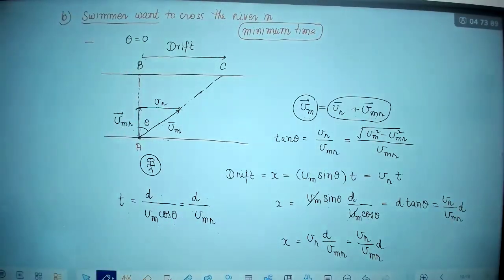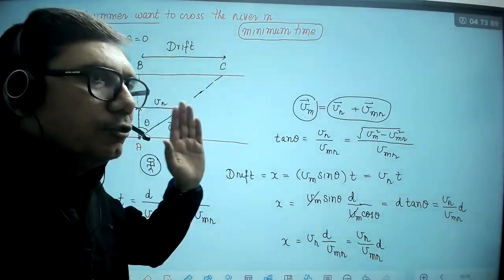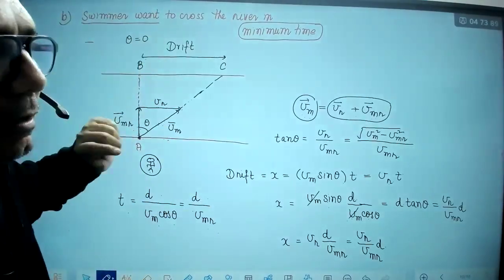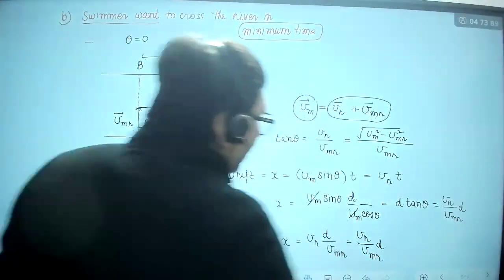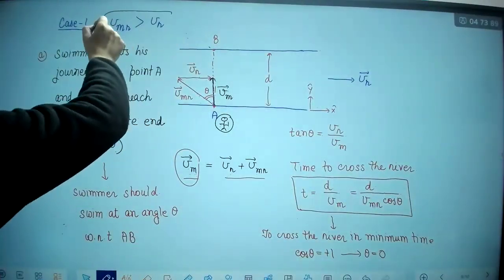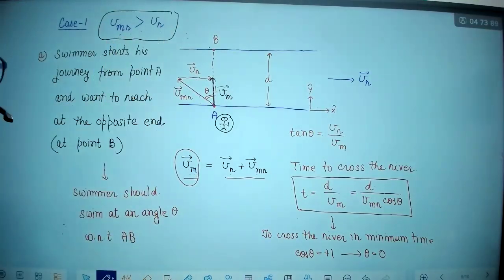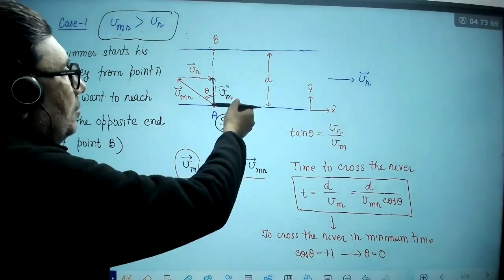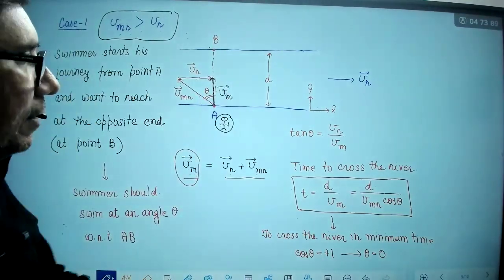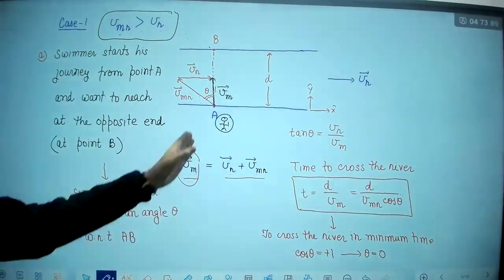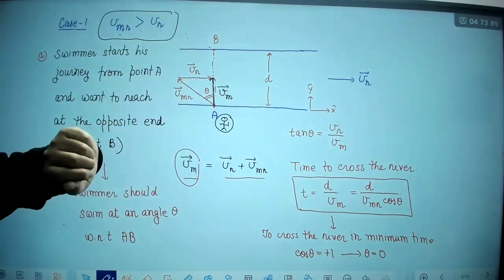So this is the first case of this swimmer who is swimming in the river. He wants to cross the river. Two possible cases I have discussed. For the first case, when the velocity of the swimmer with respect to river water is greater than VR, maybe he wants to cross the river exactly in the perpendicular direction. So you can find out the time to cross the river and the angle at which he should swim so that he can cross the river in the perpendicular direction.